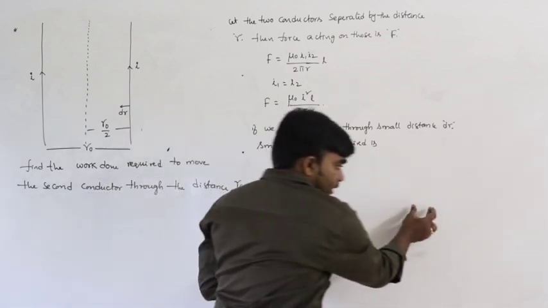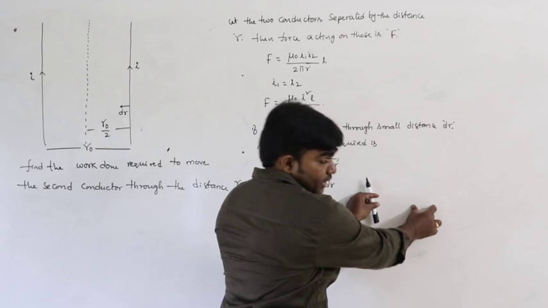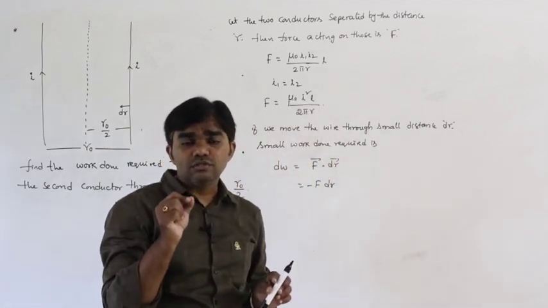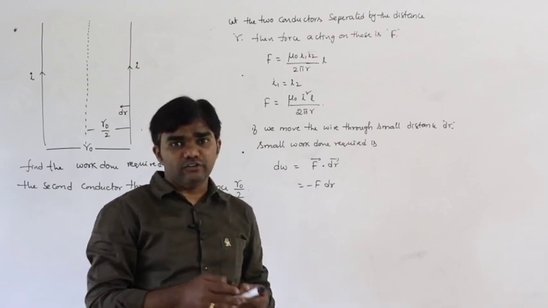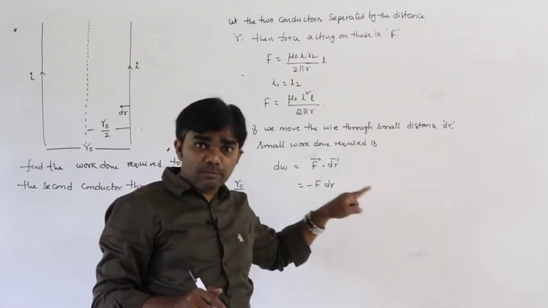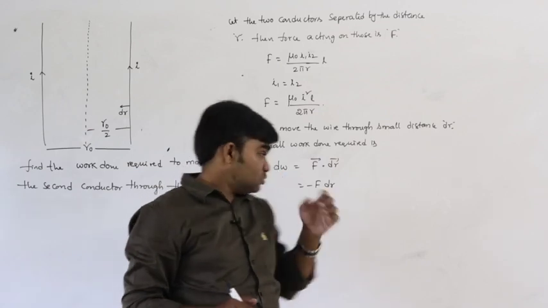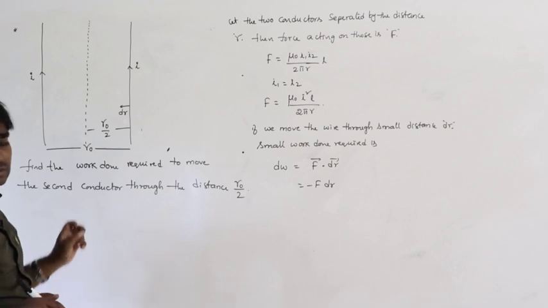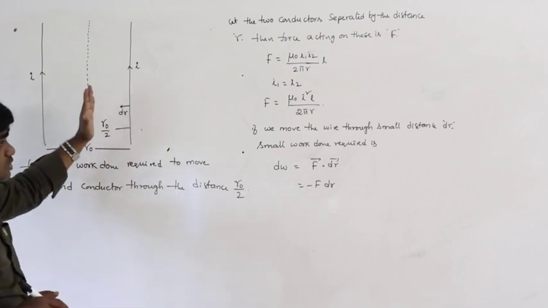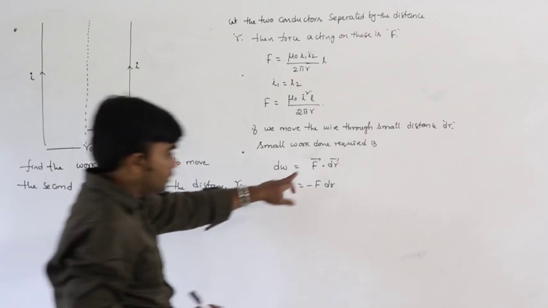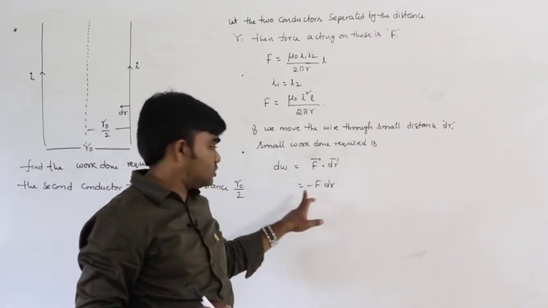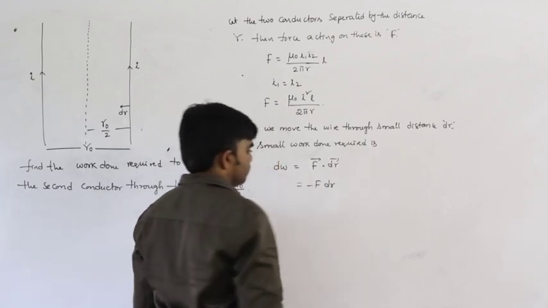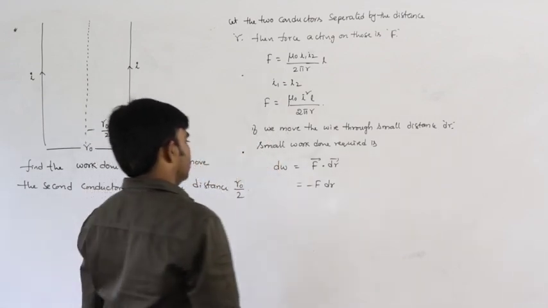We are holding the iron material, meaning we are applying the force opposite to the direction of the attractive force. Here also we apply force opposite to the direction of the attractive force. That's why the force and displacement are in opposite directions. That's why dW is equal to minus F dr.